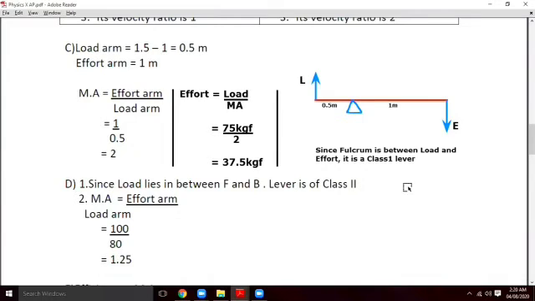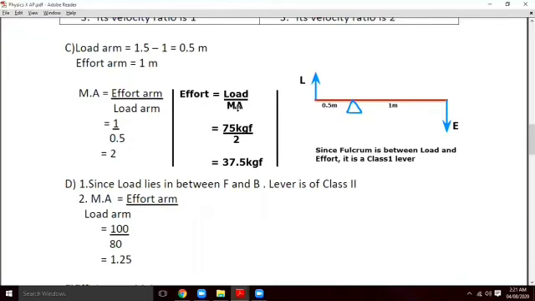Coming to question number C of the main question number 2. We know that the load arm is 1.5 meters, the entire length of the crowbar, minus 1 meter, which is 0.5 meters. Effort arm is the distance from the support, the sharp edge, to our hand, which is 1 meter as given in the question. We know mechanical advantage formula is effort arm upon load arm. Effort arm is 1, load arm is 0.5, so 1 upon 0.5 gives you 2. So mechanical advantage is 2. Then we need to find the effort. To find the effort, we can use the formula load upon mechanical advantage.